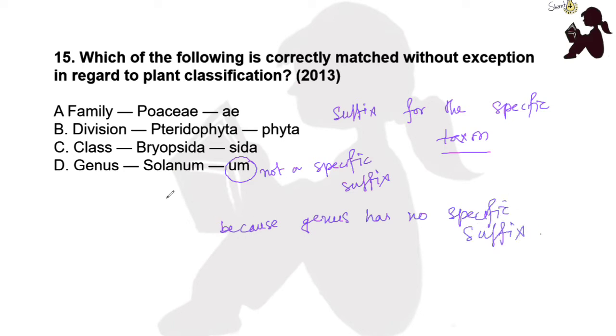So here genus Solanum is the wrongly matched pair. So the correct answer is option D.